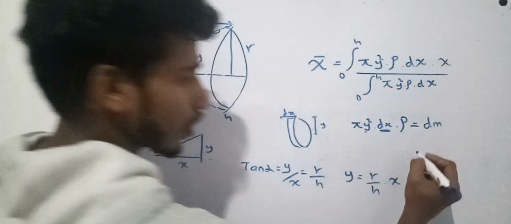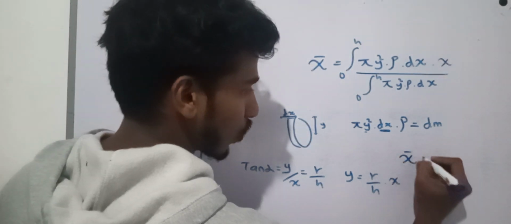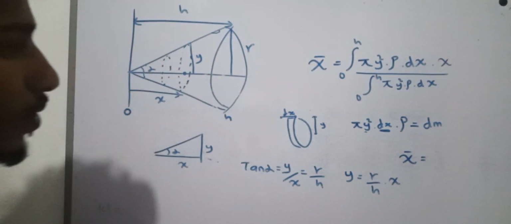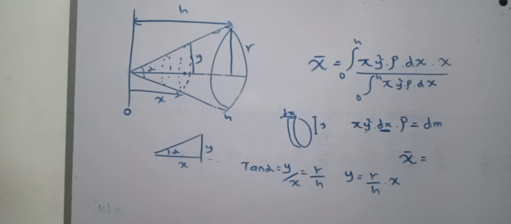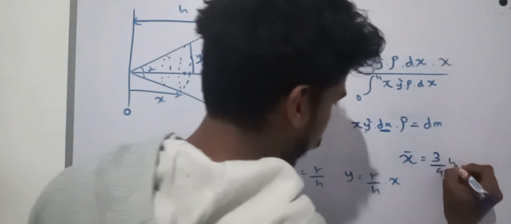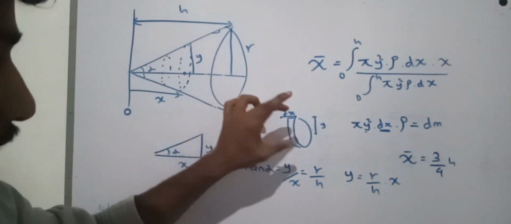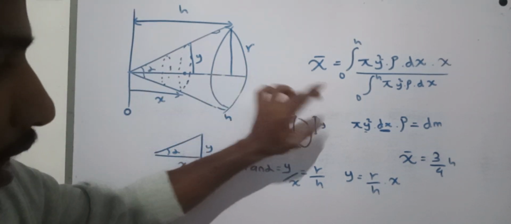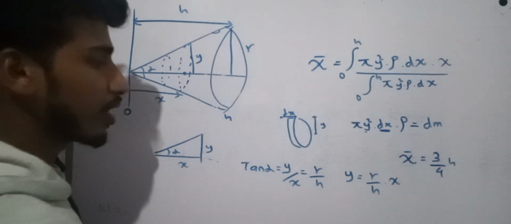So the center of gravity would be, I think, 3/4 of h. So just simplify it. But the basic procedure behind that is this: you must consider a tiny cylinder of variable radius and a given thickness.